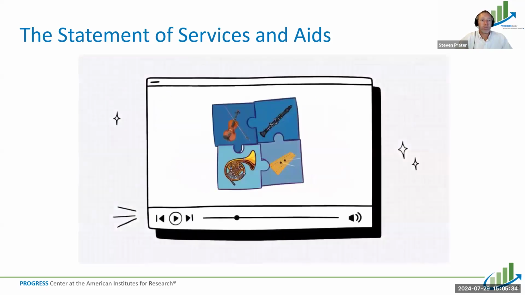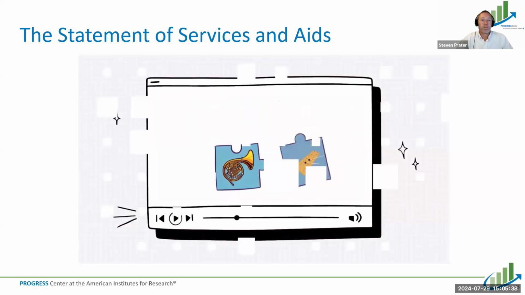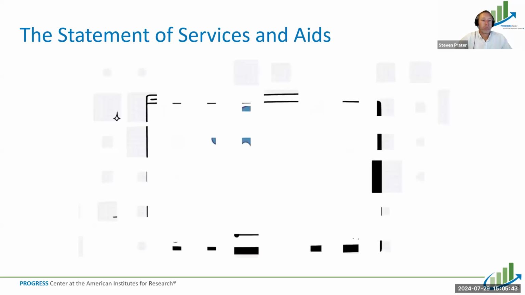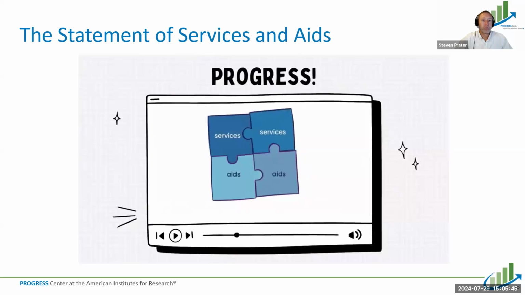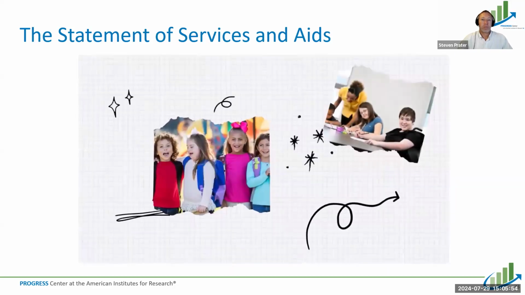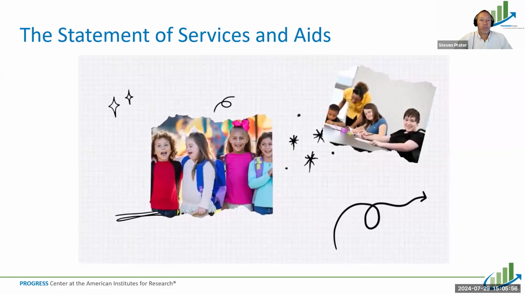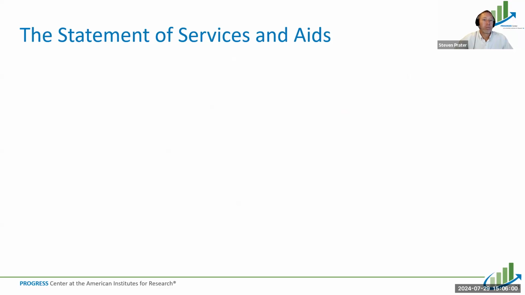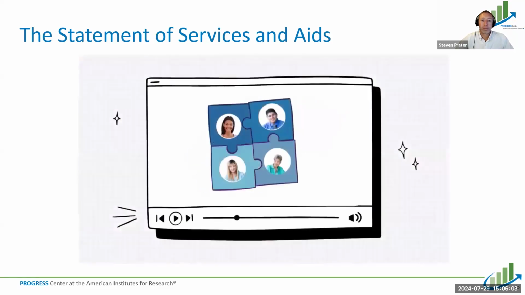Picture each aid or service as a distinct instrument in the orchestra. In an orchestra, every instrument plays a crucial yet unique role. Similarly, each part of the statement of services and aids plays a vital role in addressing the students' specific needs and paving the way for their progress in school. Understanding each component of the statement helps IEP teams develop and document specialized instruction, aids, and services that will make a real difference in the students' progress.